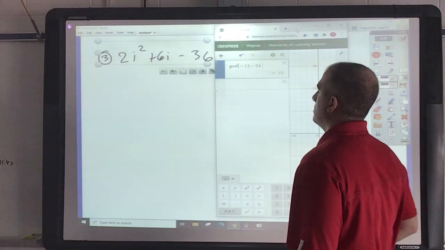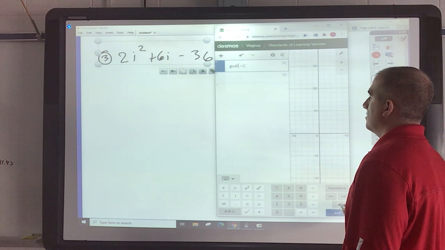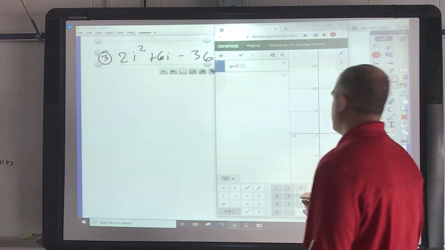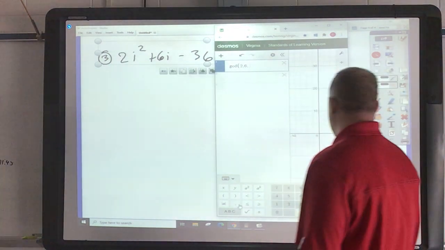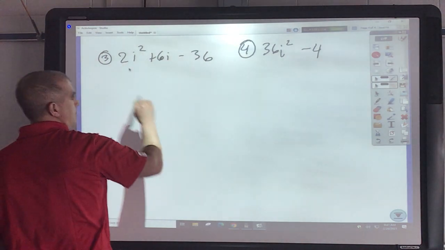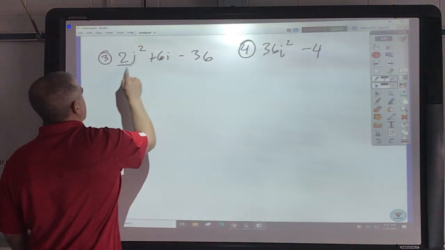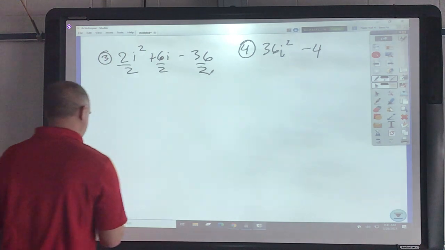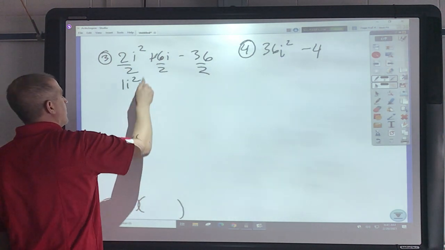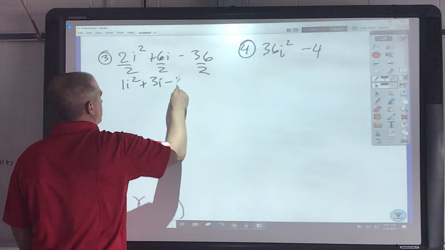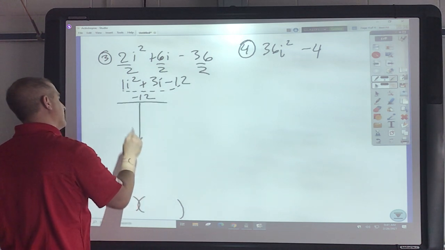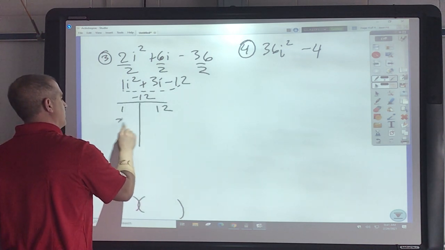So what I want to do is check this. All right. 2i², 6i, negative 36. It's going to be 2. So I divide everything by 2 and put 2 down here with my factors. So that's going to be 1i squared plus 3i minus 12. I'm going to multiply 1 and negative 12. Factors of negative 12, I've done those a lot. 1 and 12, 2 and 6, 3 and 4.